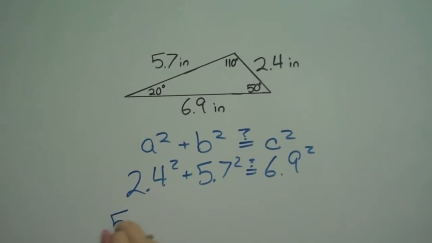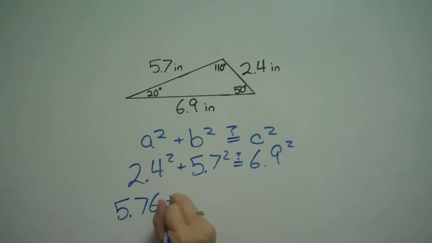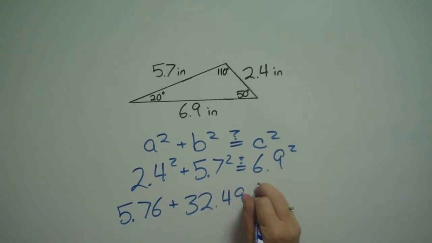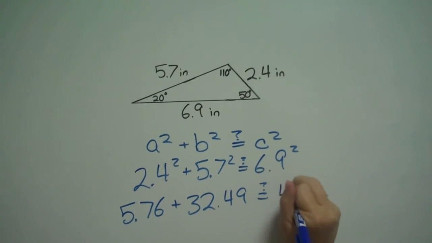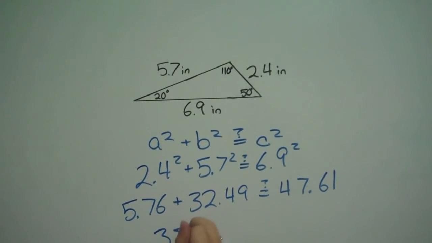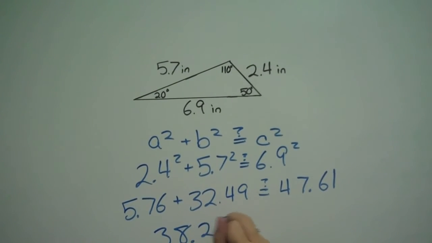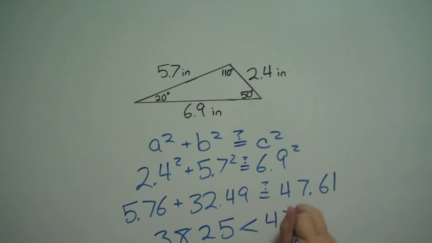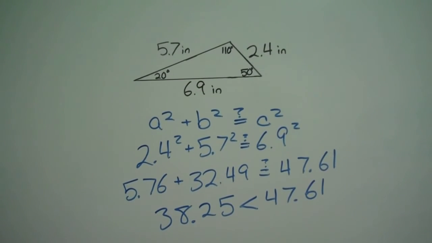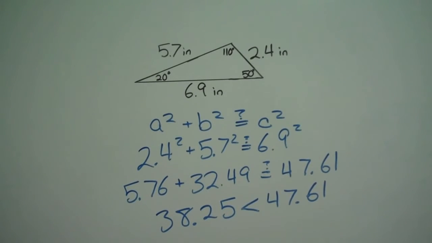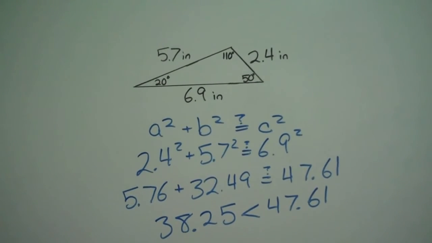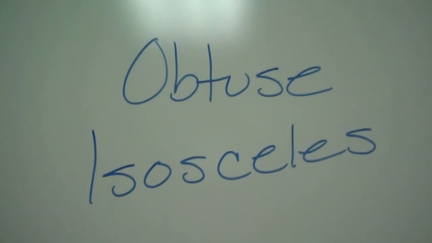Again, in order to come to a conclusion, we must set up the equation a squared plus b squared equals c squared, and solve this equation using algebra. .25 is not greater than 47.61. Therefore, a squared plus b squared is less than c squared for this obtuse scalene triangle. Now how about the other obtuse triangle?